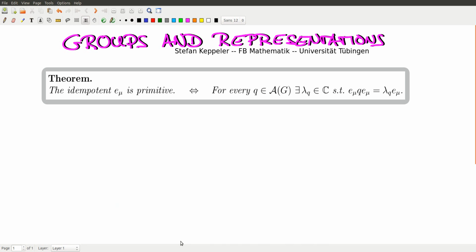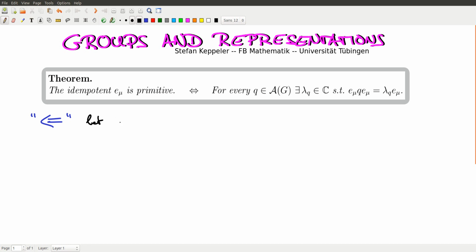Let's create some space here. So now this way. Now we can assume that e mu q e mu is a multiple of e mu, and then we have to show that now e mu is primitive. What we're going to do is we're going to assume that e mu is not primitive, and this will lead to a contradiction. Okay.